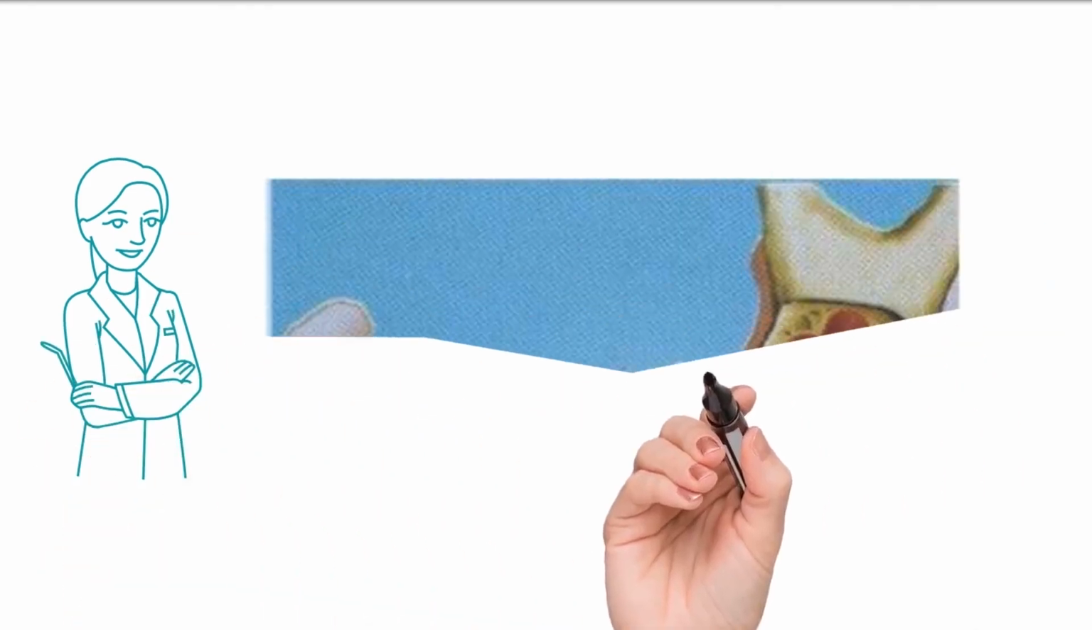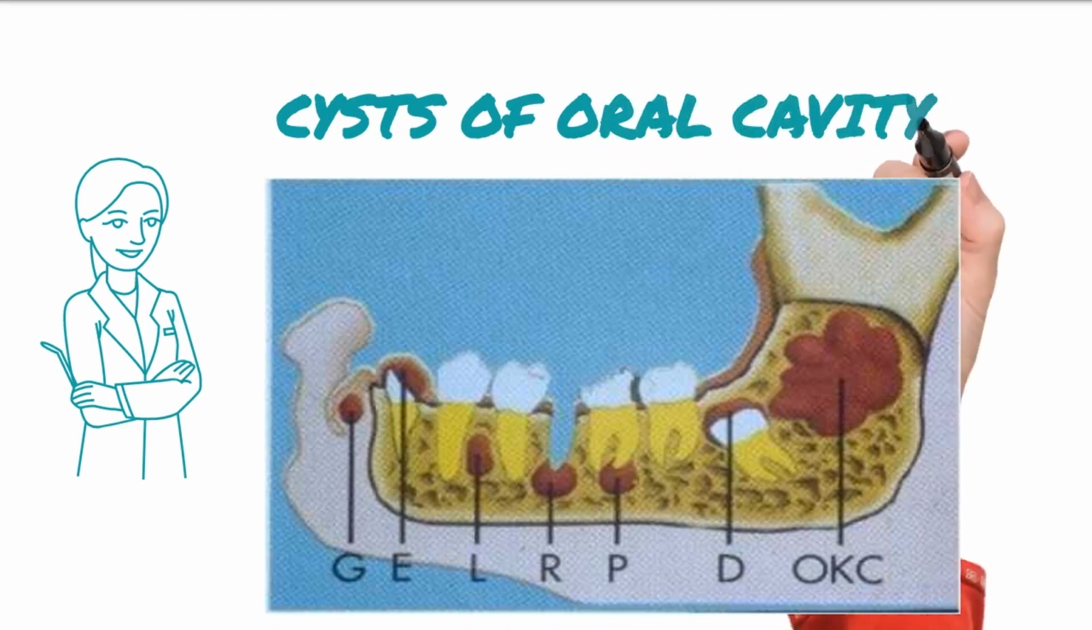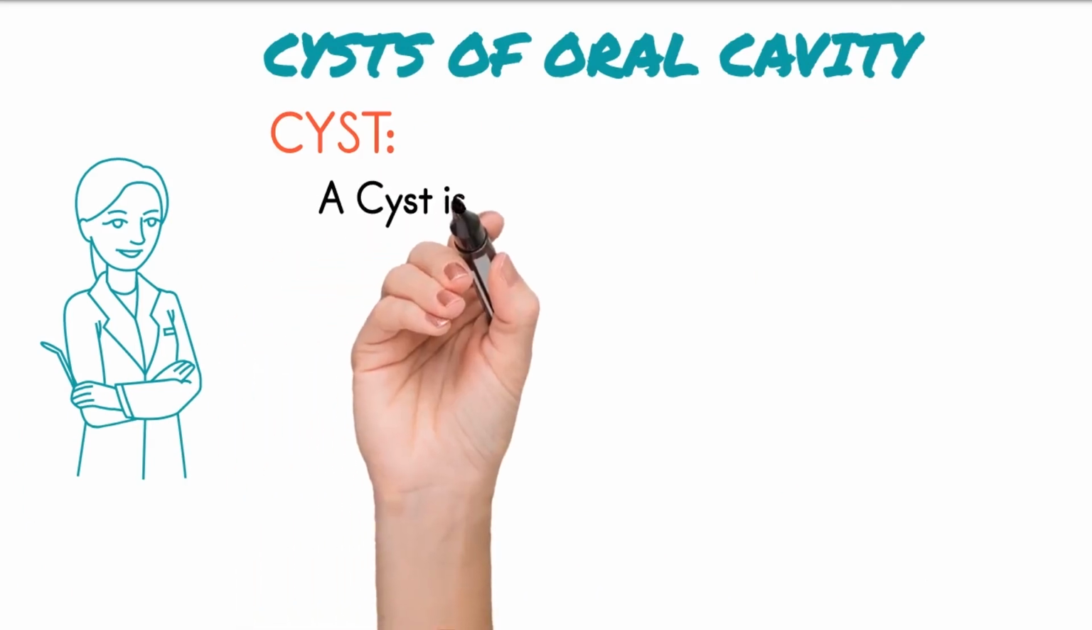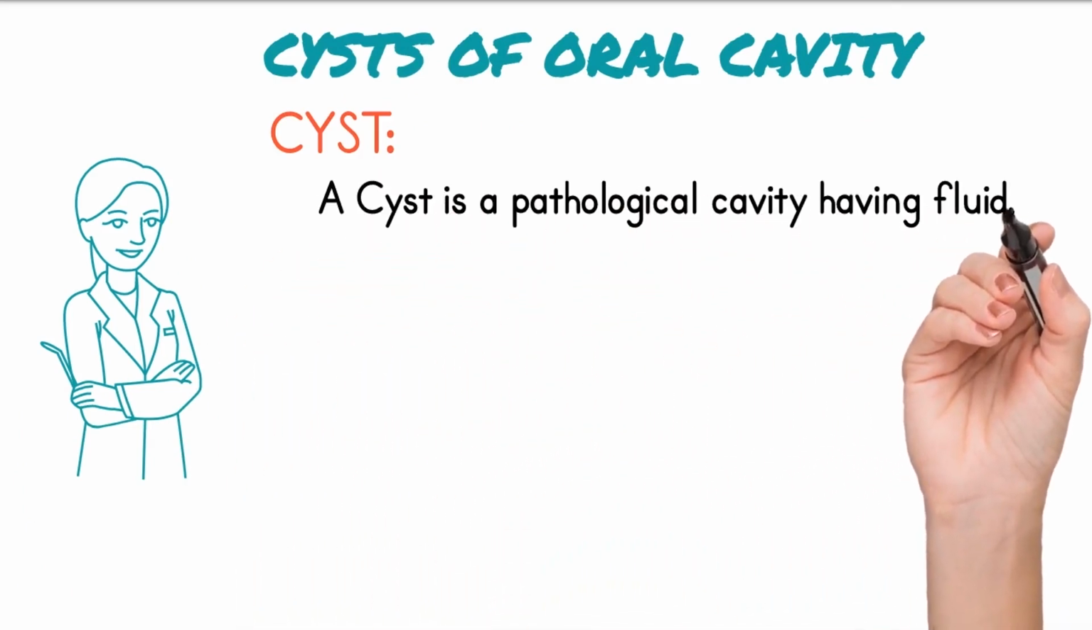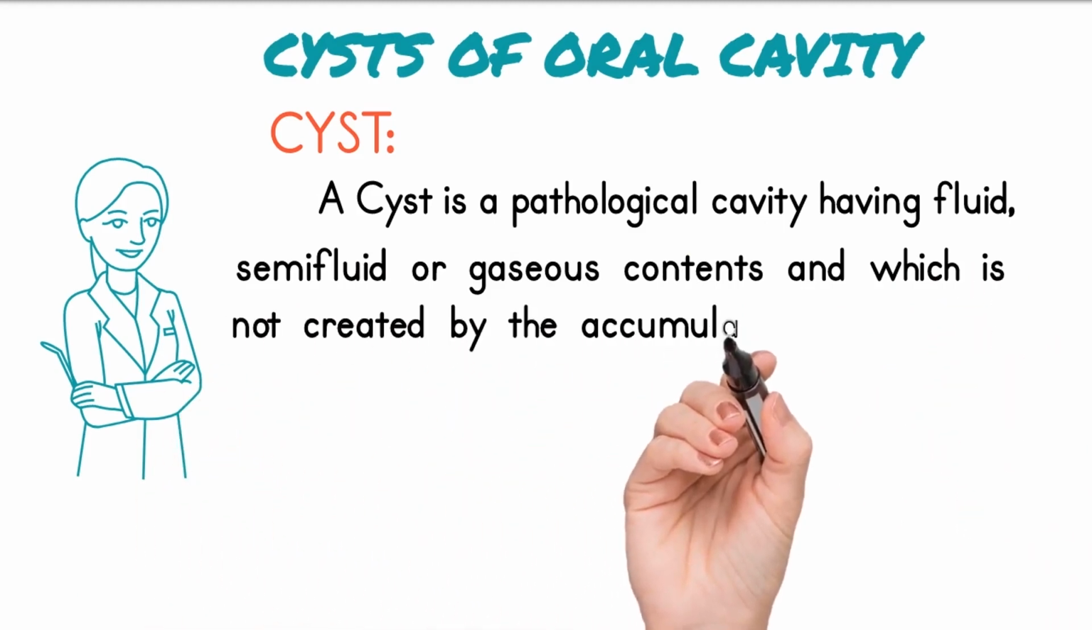Today, our topic of lecture is cysts of oral cavity. So what is a cyst? A cyst is a pathological cavity having fluid, semi-fluid or gaseous contents and which is not created by the accumulation of pus.